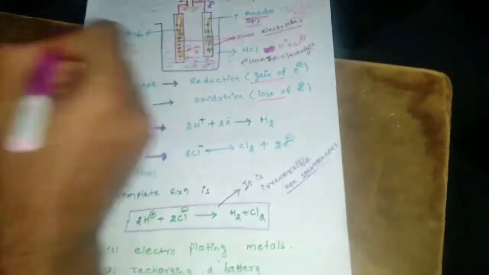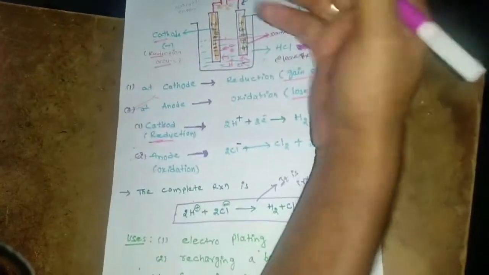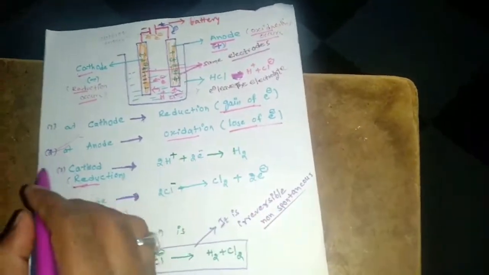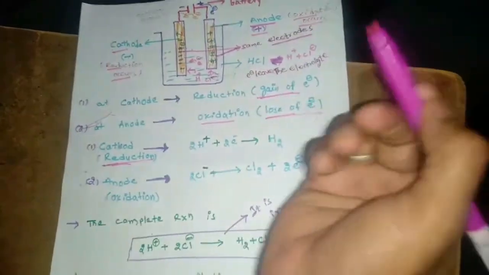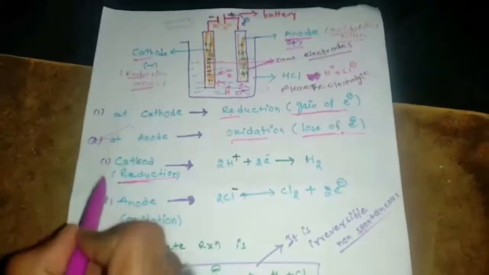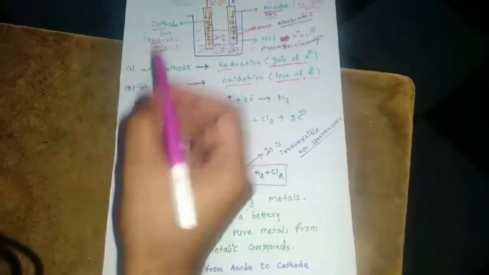First of all, remember what reduction is and what oxidation is, based on electrons. Reduction means when a molecule or ion gains electrons from another one. Oxidation means loss of electrons. Reduction is the gaining of electrons. Oxidation is the loss of electrons. At the cathode, as I already said, reduction occurs.